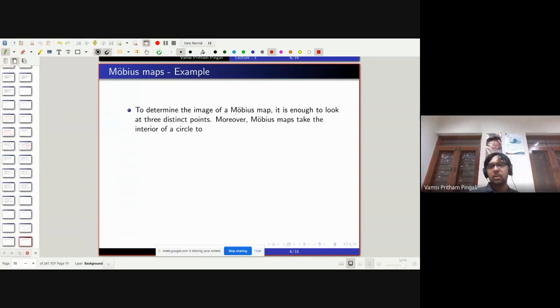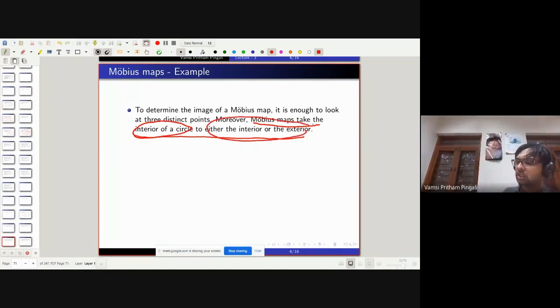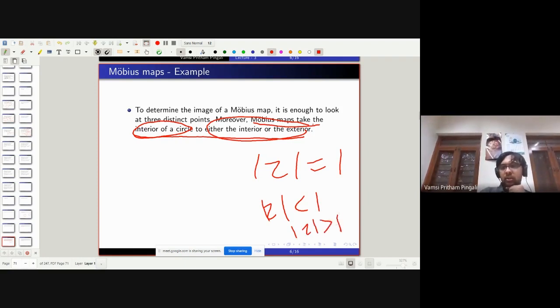Moreover, Mobius maps take the interior of a circle to either the interior or the exterior. What is the meaning of this phrase? What is the meaning of the interior of a circle going to the interior or the exterior? First of all, what is the meaning of the interior of a circle? Let's take your favorite circle, say mod z equals 1. What is the meaning of the interior? Mod z less than 1. Yeah. And the exterior is this. Okay, so this is the interior and this is the exterior.